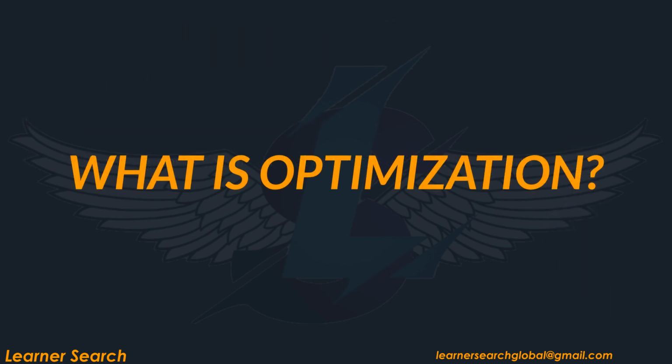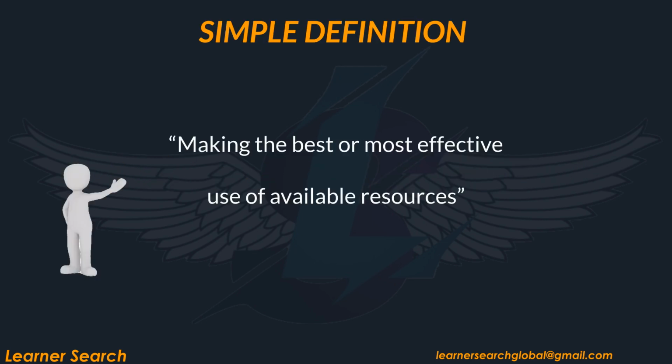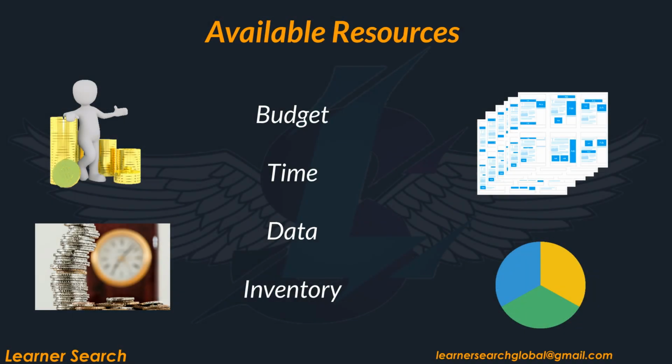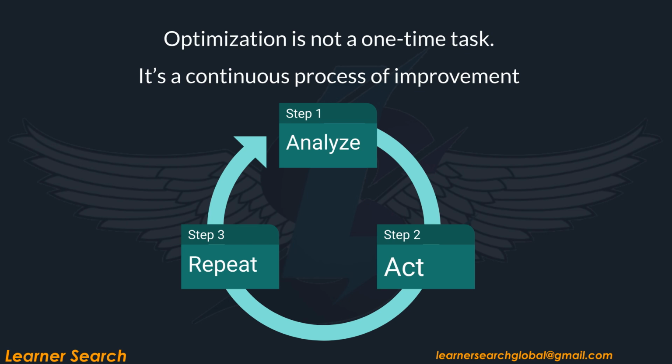Let's start by defining, what is optimization? A simple definition is making the best or most effective use of available resources. In advertising, available resources include budget, time, data, and inventory. Optimization is not a one-time task. It is a continuous process of improvement. It involves 3 steps: analyze, act, and repeat.